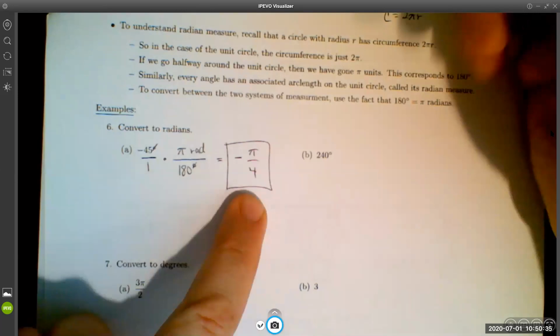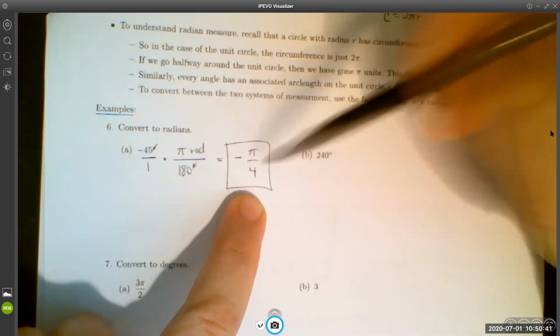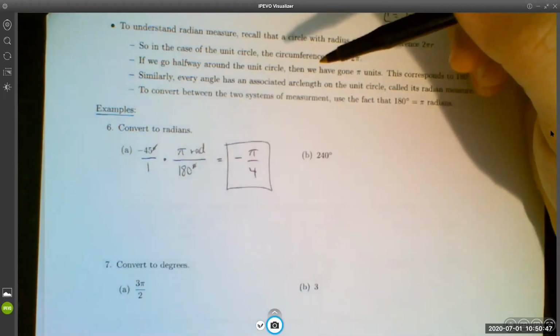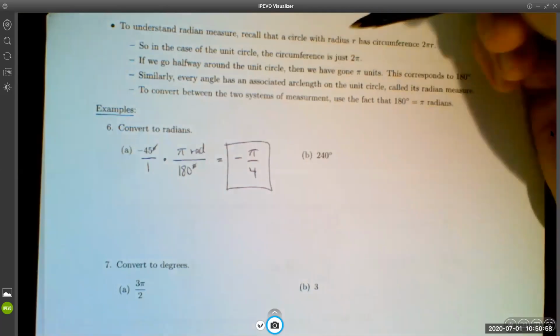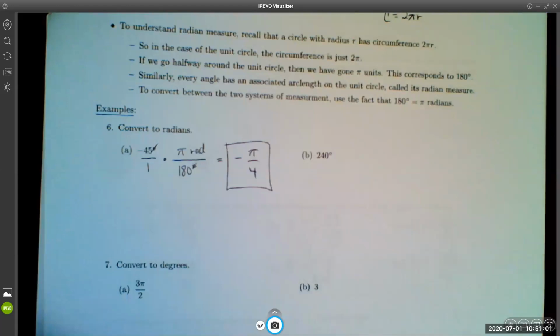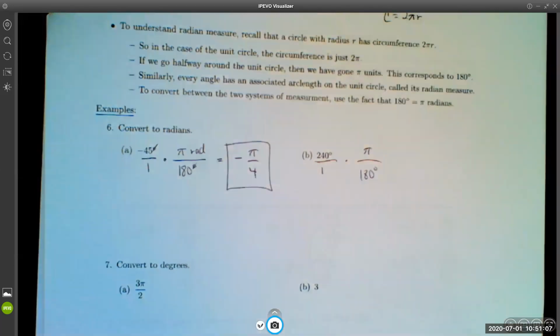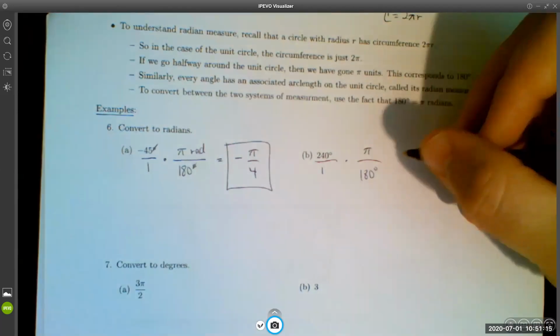When we don't write anything after the measurement, it's assumed to be radians, okay? There are reasons for that. Radians are really the same thing as just real numbers, which is why you don't have to write a unit of measurement after them. But I don't want to get into all that. You can review your trig notes from whenever you took trig. Anyway, part B would be the same, right? We're going to multiply by pi over 180 to clear the degrees. And 240 over 180 is the same as 4/3. So this is going to be 4 pi over 3.